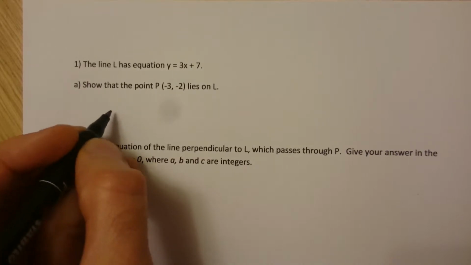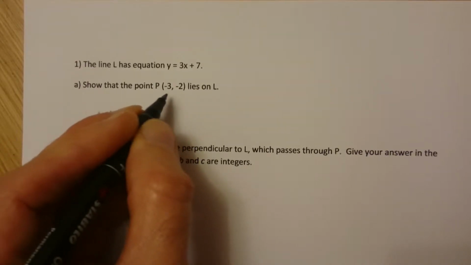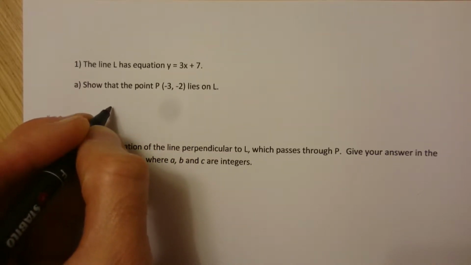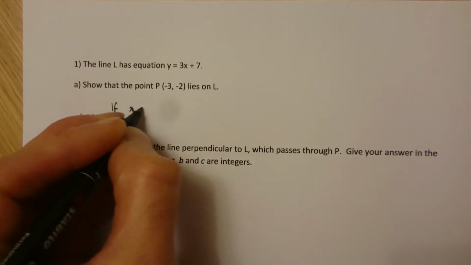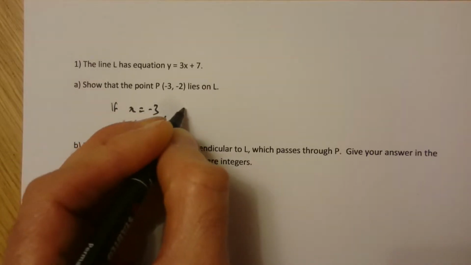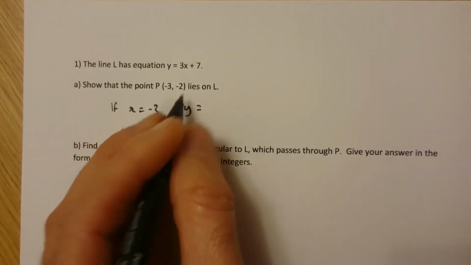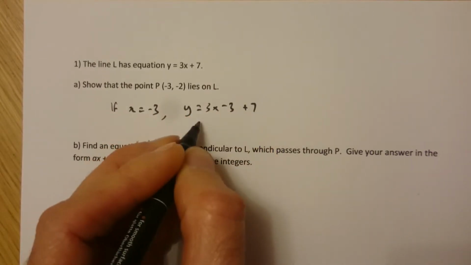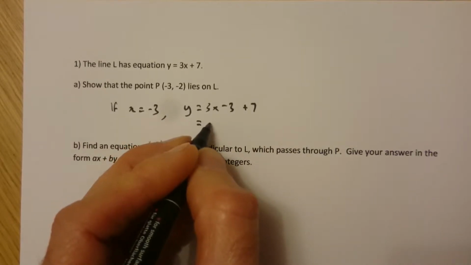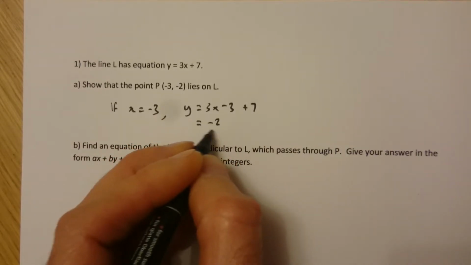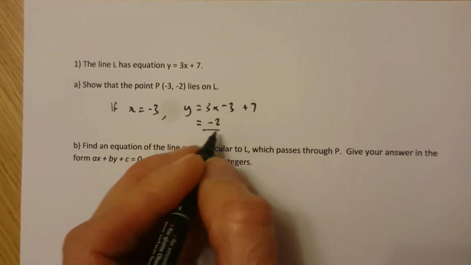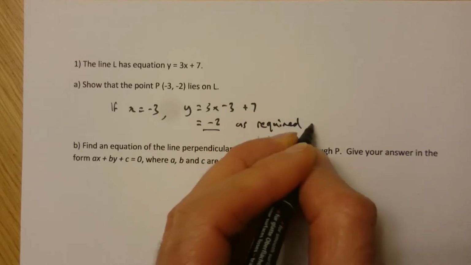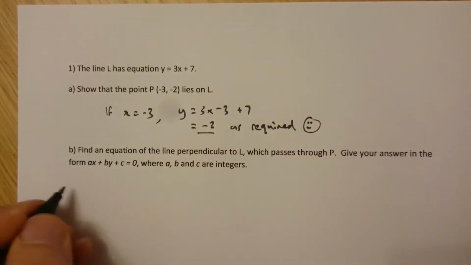An alternative is to just substitute the value of x and hope that you get the right value of y. So we could say if x equals -3, then from the equation y must equal 3 times -3 plus 7. But very fortunately that comes to -2 as required, and that's how you can finish it off. So you can say you got what you wanted, as required. Don't put a smiley face if that's what you want.